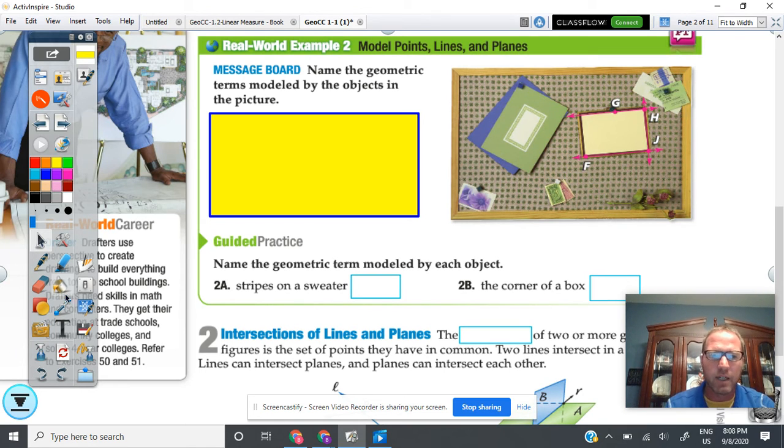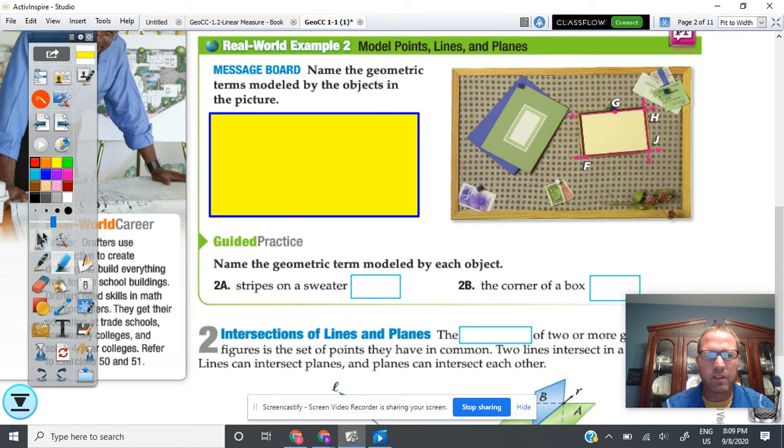Moving on to the guided practice here. In the guided practice, it says 2A. I put GP 2A. Stripes on a sweater. Well, the answer is line. 2B. What's the corner of a box? It's a point. All 3 sides line up at 1 point. So corner of a box, the answer to 2B is point.